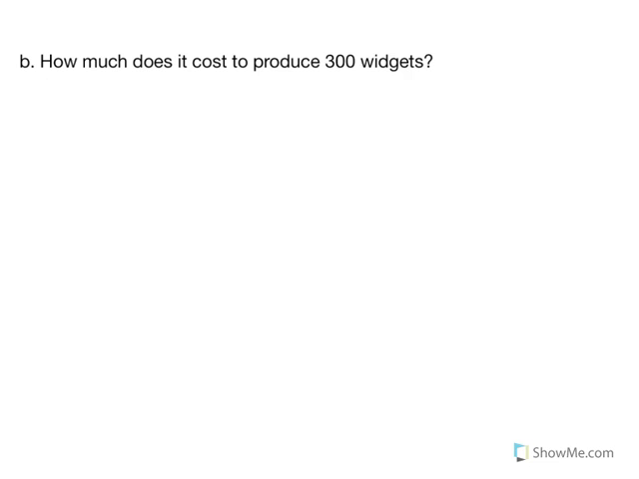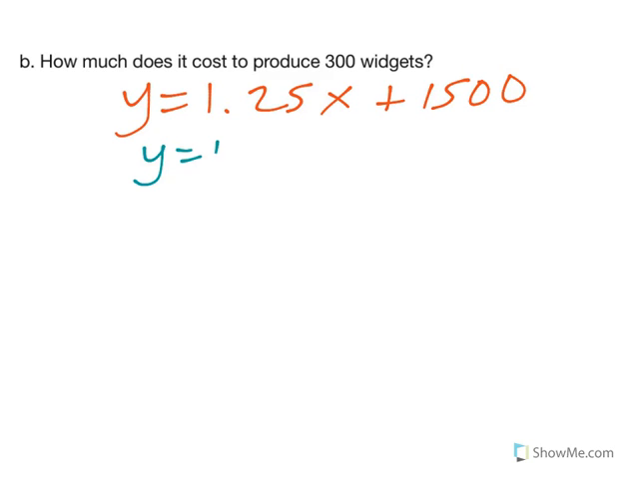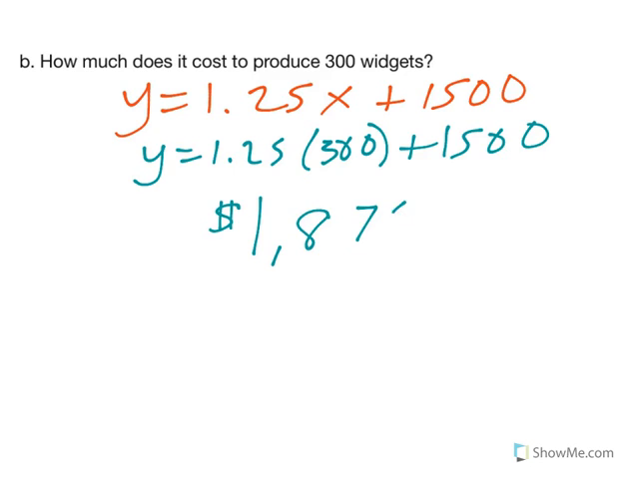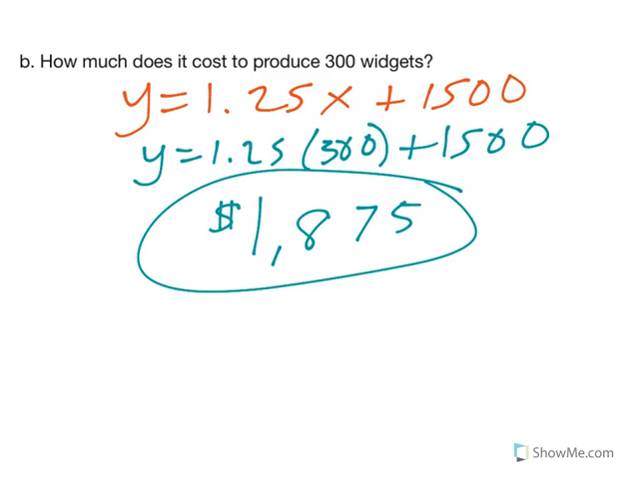All right, let's go to letter B. How much does it cost to produce 300 widgets? Well, in our equation, x is the widget. So let's plug in 300 for x and do some math, right? Makes everybody happy. And we end up with $1,875. So it'll cost you $1,875 to produce 300 widgets.